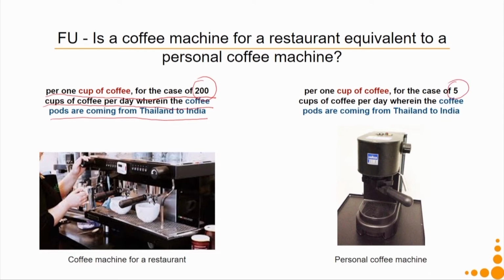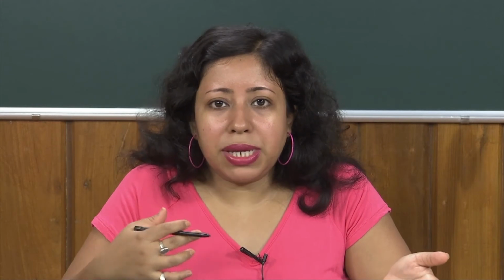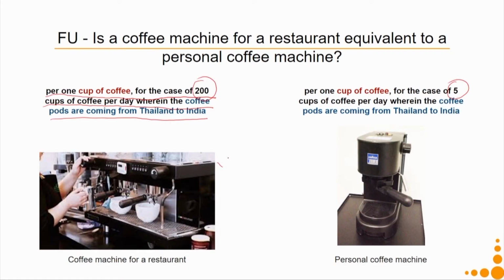Because it is a personal use machine, the machine has been designed with a lifetime of a certain number of cups of coffee at a certain speed to be delivered, whereas the other machine, which is a commercial use machine, has been designed for a much larger number of cups of coffee. The speed at which the coffee will be brewed is very different from the personal use machine. The amount of material consumed in the commercial machine is very large as compared to that of the personal coffee machine.